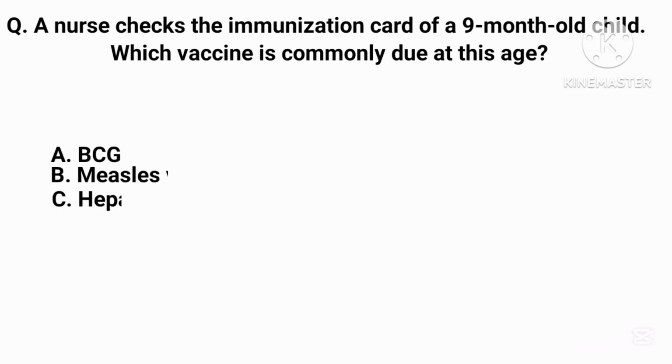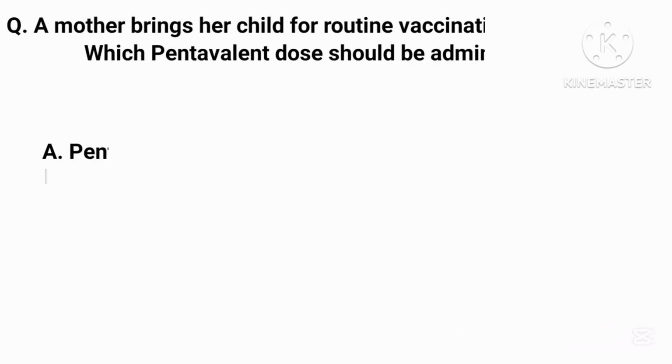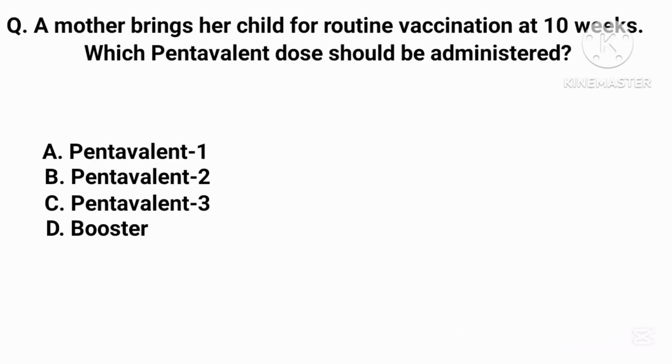A nurse checks the immunization card of a 9-month-old child. Which vaccine is commonly due at this age? Correct answer is option B. Measles vaccine. A mother brings her child for routine vaccination at 10 weeks. Which pentavalent dose should be administered? Correct answer is option B.